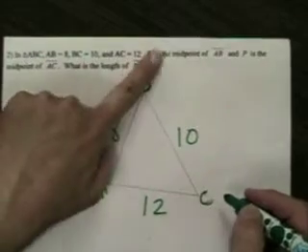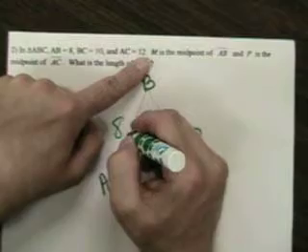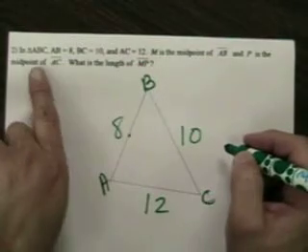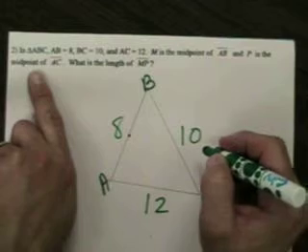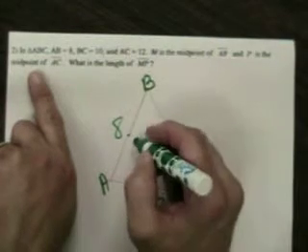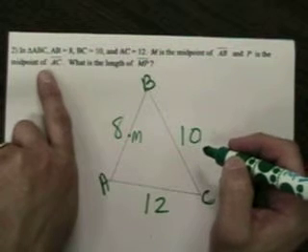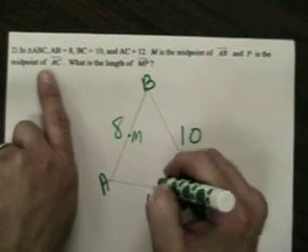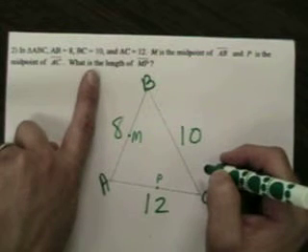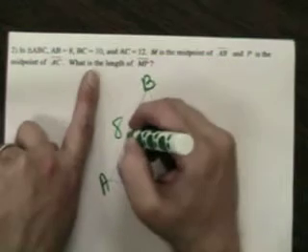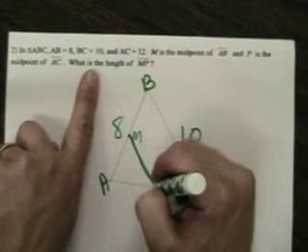They tell me that M is the midpoint of AB, so it's somewhere in here. And P is the midpoint of AC, so it's somewhere in here. What is the length of MP? So they're asking us this question right here. What is the length of that segment?